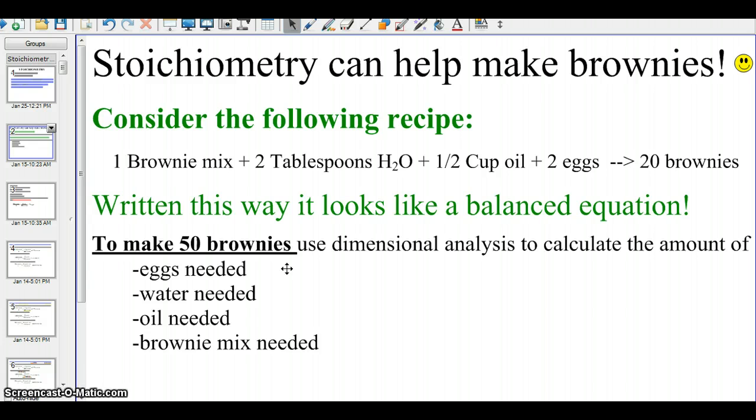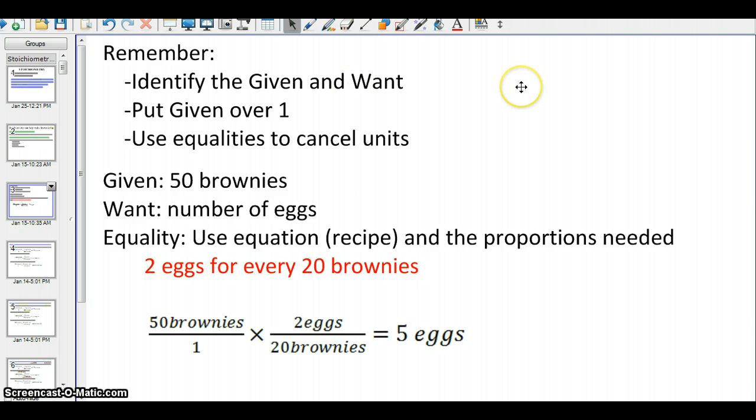Now we could just simply multiply, but I want to take this idea and go back to our use of dimensional analysis, and then we can apply that forward to chemical reactions and the stoichiometry using chemistry. So bear with me for a minute as we go through the ingredients that you need for making brownies using dimensional analysis. If you remember from dimensional analysis, what we needed was the given and what we want to find. We also had to put our given over 1 and then write some equalities.